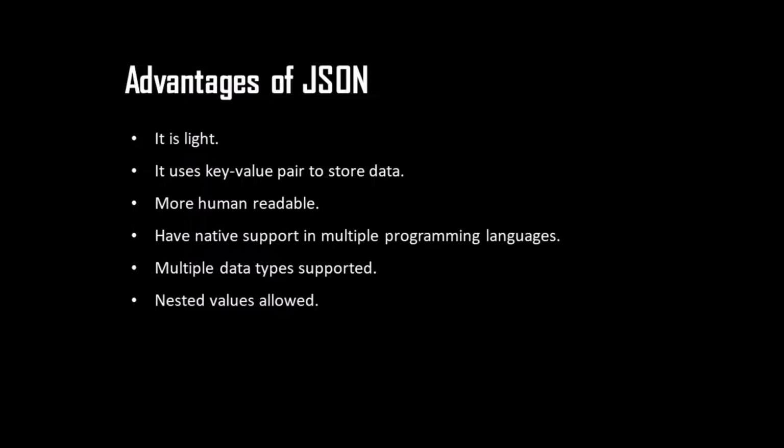It supports multiple data types. Also, JSON allows nested values. So you can have nested values for arrays and objects in JSON. We're also going to explain further on this as we go on.